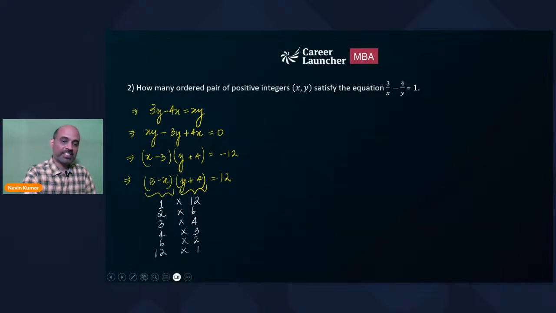Now, let's take one by one. Okay, 1 into 12 is going to happen when x is going to be 2, right?